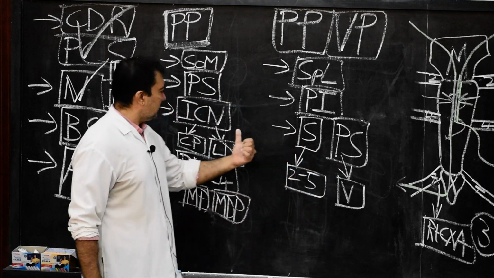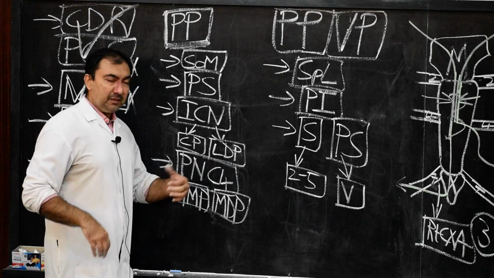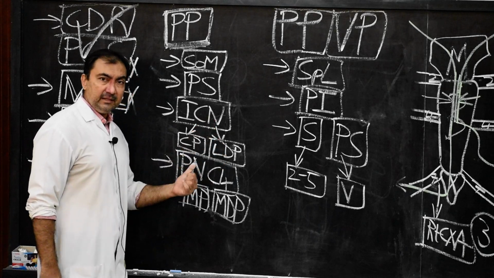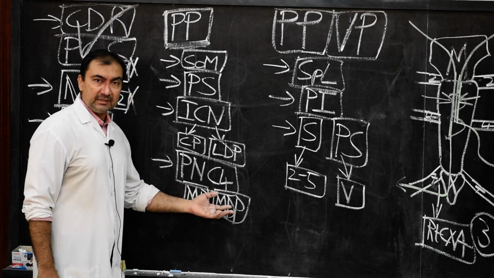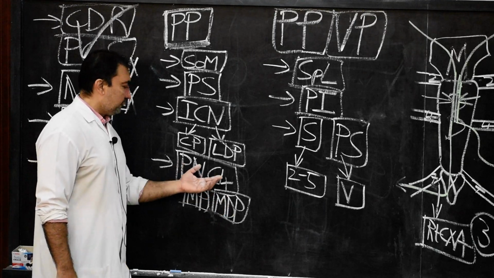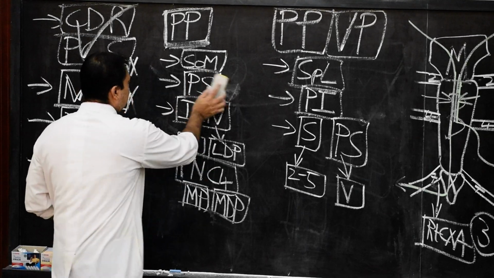And as for the parietal pleura, the nerve supply will be: the costal pleura and the peripheral part of diaphragmatic pleura by intercostal nerves, and the mediastinal pleura and the central part of diaphragmatic pleura by phrenic nerve. Here we finish the nerve supply. Now coming to the arterial supply.